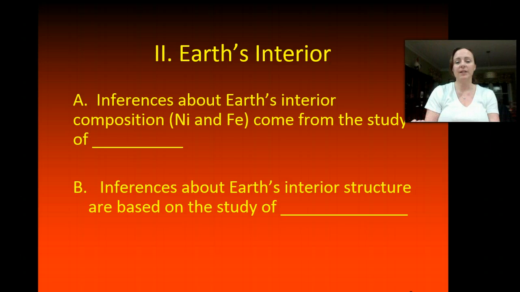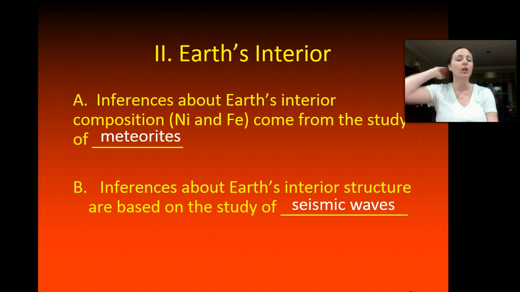So we make inferences about the Earth's interior composition, which you see on this note slide, that it's made of nickel and iron. We make these inferences based on the study of meteorites, believe it or not. And we also study seismic waves, which are earthquake waves. We will get more in detail about that in our next couple of slides when we talk about earthquakes. But just so you know, that's how we're able to come to these conclusions about the Earth's interior, because we have certain evidence that we can look at.